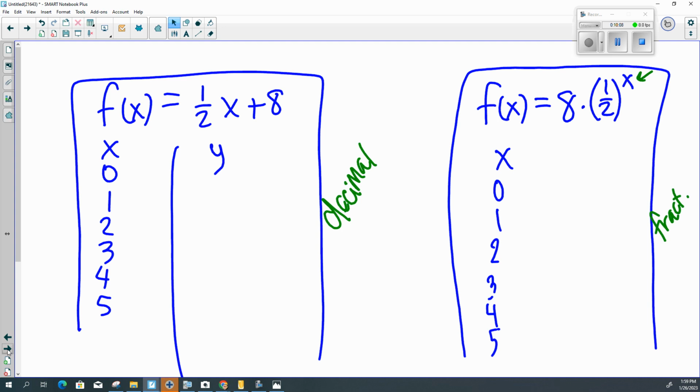When I have a fraction, does it matter if you use parentheses? If it's a fraction, does it make a difference? Yes, you need to, otherwise only the one is being raised, and not the two also.